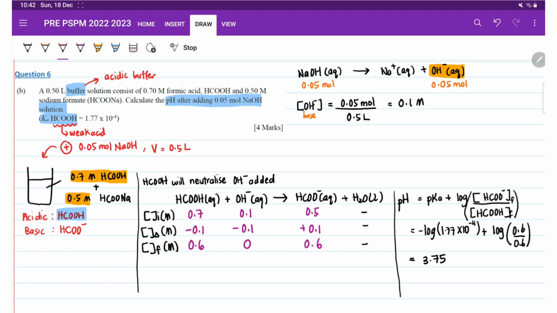So, how many marks will you get from this question? There will be 4 marks over here. Okay, markah yang pertama adalah markah untuk equation dekat sini. This equation, neutralization equation dekat sini yang betul, 1 markah. The ice table constructed, 1 mark. Substitutekan nilai yang betul pada equation yang betul, 1 markah. Dan final answer, 1 markah. So, 4 marks for question 6B.